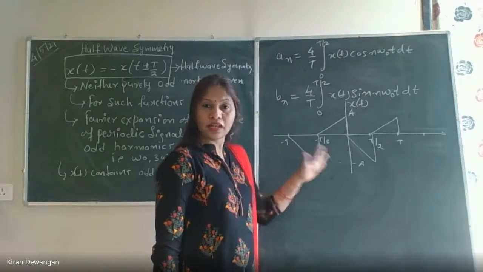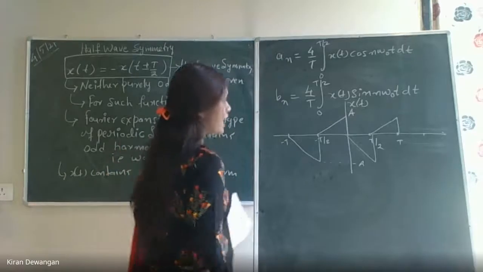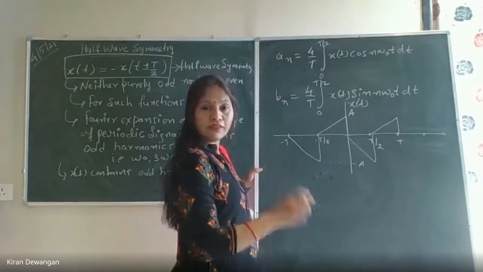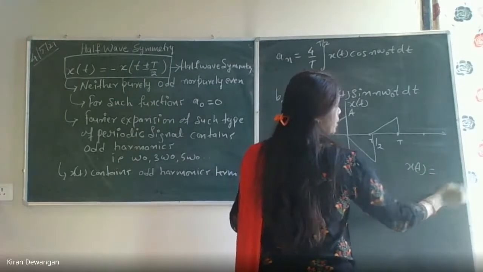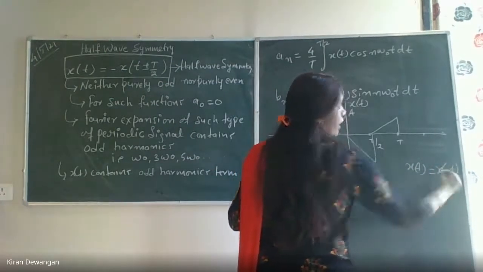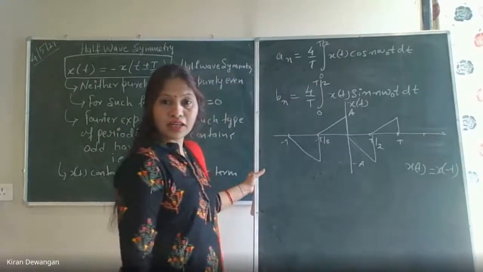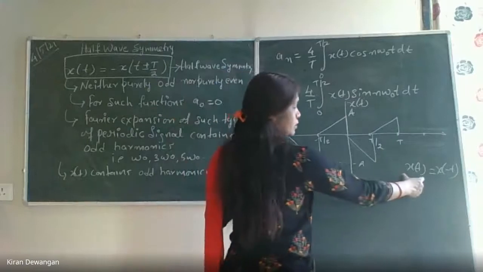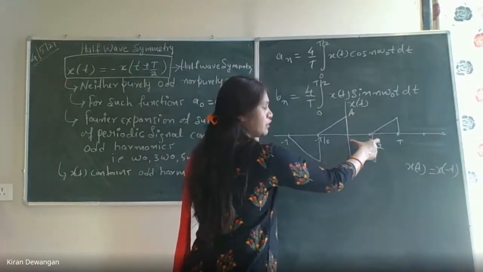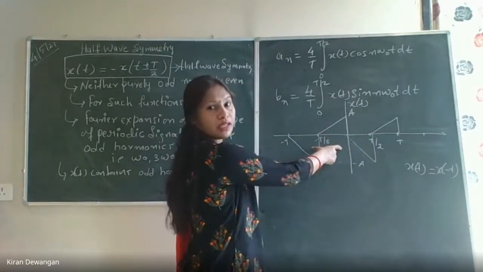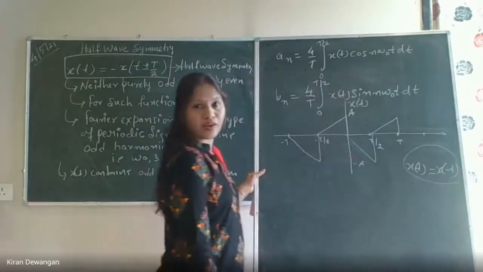Is it an even signal or odd signal? No, because we need to understand what an even signal is. What is the condition for even? The condition is x of t equals x of minus t. This is the condition for an even signal. So whatever is in x of t on the positive t side, the same should appear at the minus t side. So this condition is not at all satisfied. Clear?